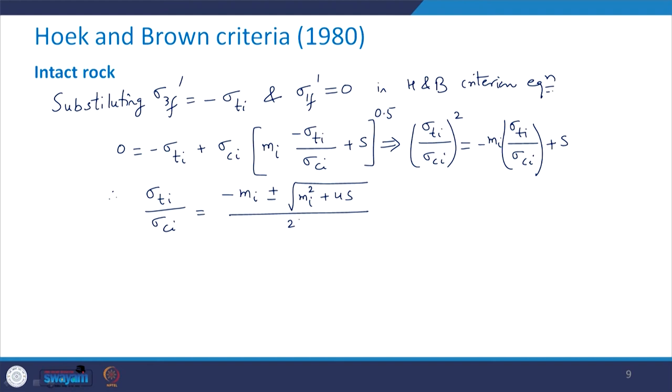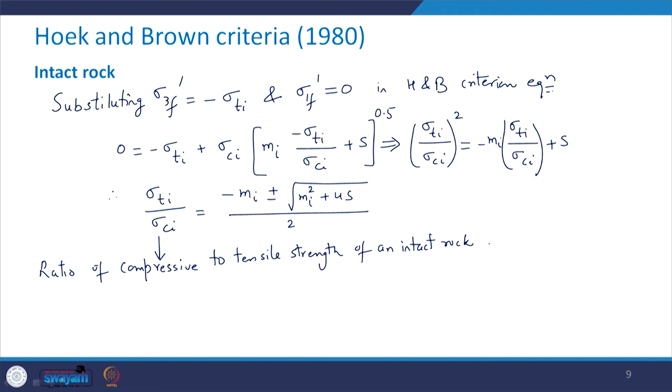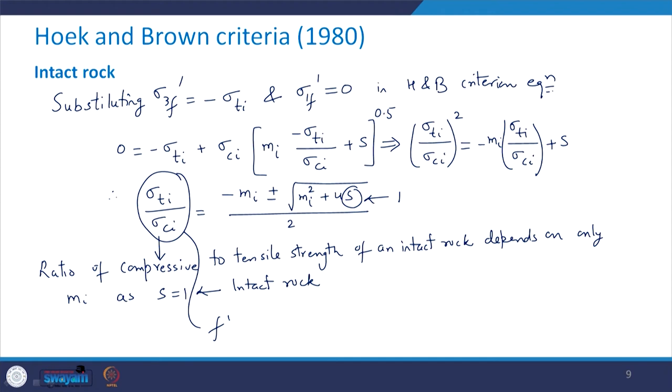So, from here we can see that this ratio, which is the ratio of compressive to tensile strength of an intact rock, depends only upon Mi, as S is equal to 1 for intact rock. Right? So, you see that for the intact rock, this quantity is going to be equal to 1, and therefore this ratio will be only a function of Mi.